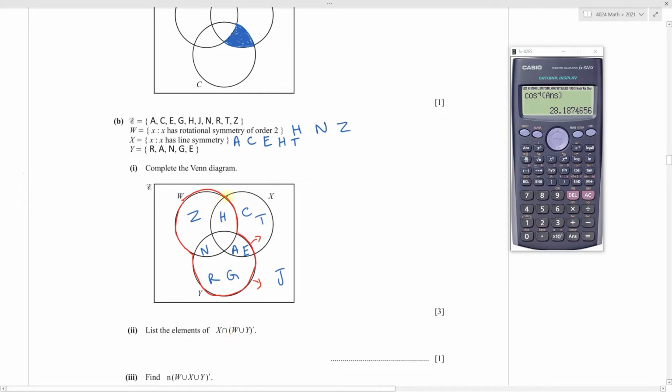So X is this. Everything outside red, but inside X is these two letters, C and T. So your answer here will be C and T, which are outside the union, but inside X because you want the intersection with X. So this C and T will be your answer here. So let me get rid of this.